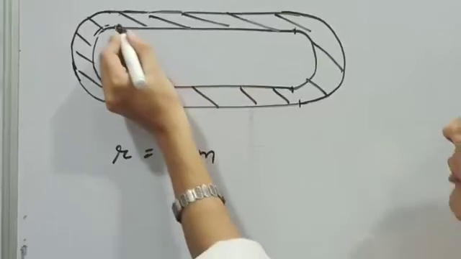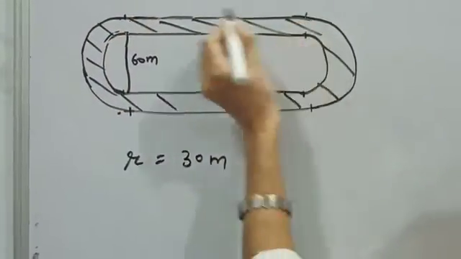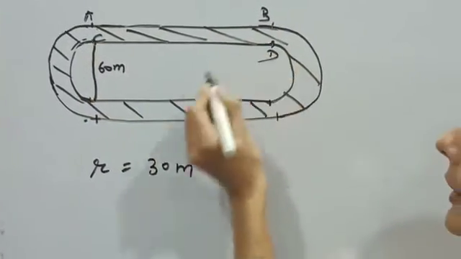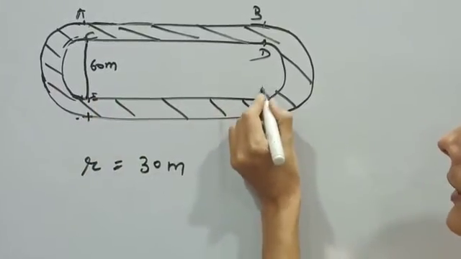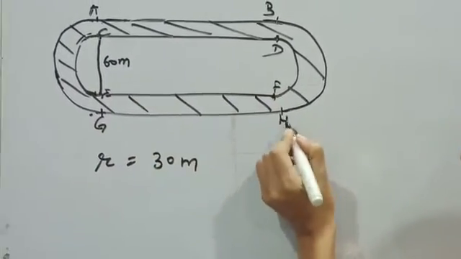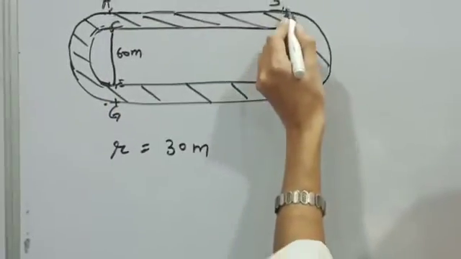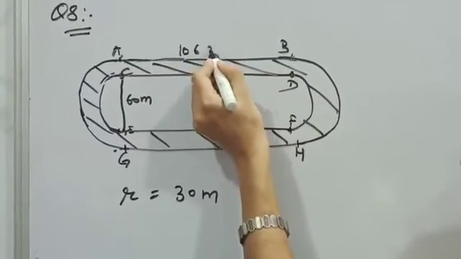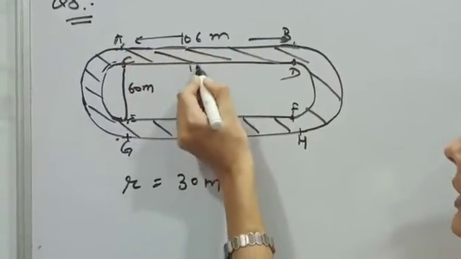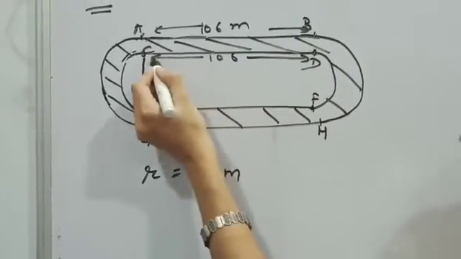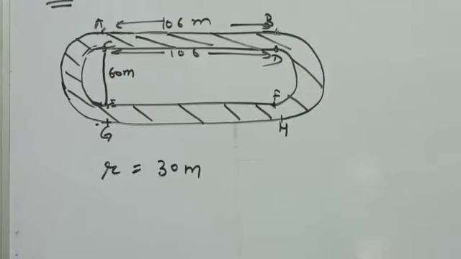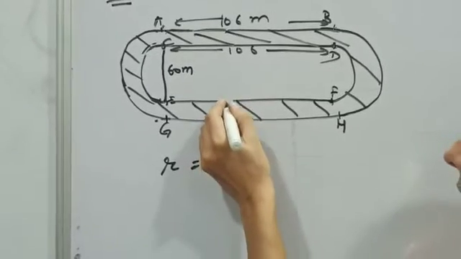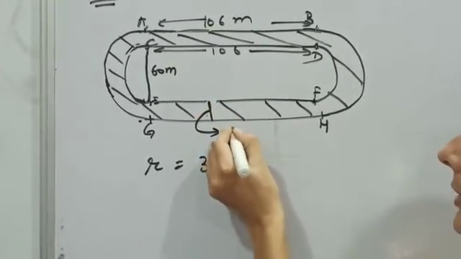For example, naming the points: here A, here B, here C and D, here E and F, and suppose G and H. So ACDB makes a rectangle whose length is given as 106 meters. The inner edge is also given as 106 meters. Then they are saying the track is 10 meters wide, so the width of the track is given as 10 meters.